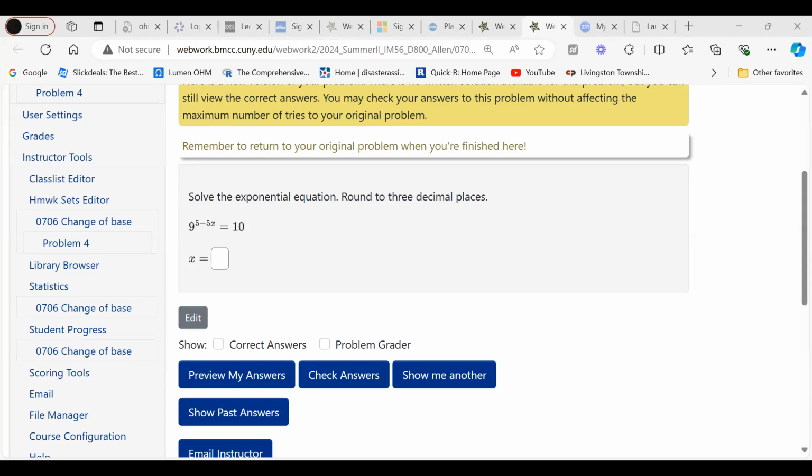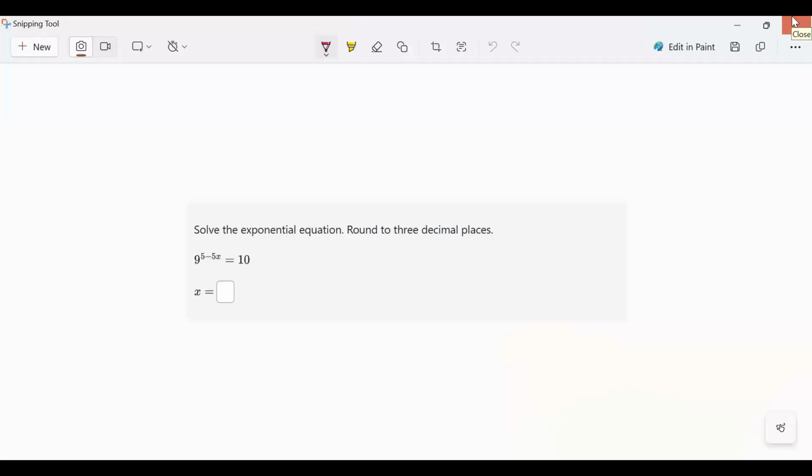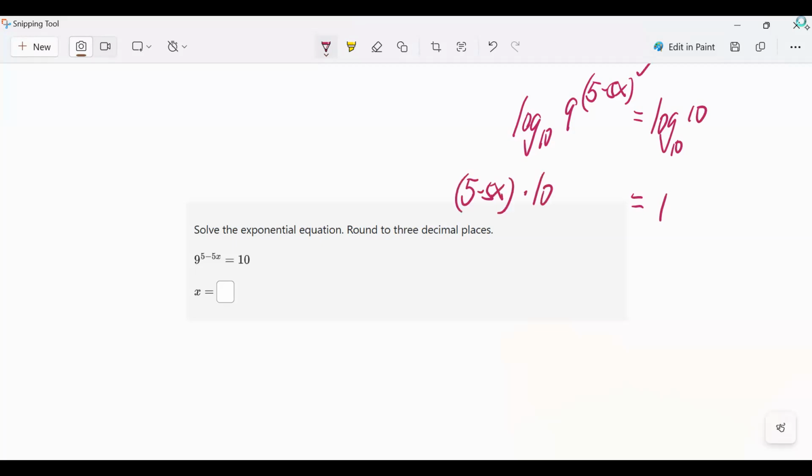So going back here, you're taking the log with base 10. Log 10 of 9 to the power 5 minus 5x. That exponent comes to the front on the left side, and on the right hand side it is log 10 of 10, which becomes 1. And here, 5 minus 5x is the exponent, and it goes in front of log 10 of 9. Now from here, we're going to distribute it, isolate the variable x, and then solve for x.